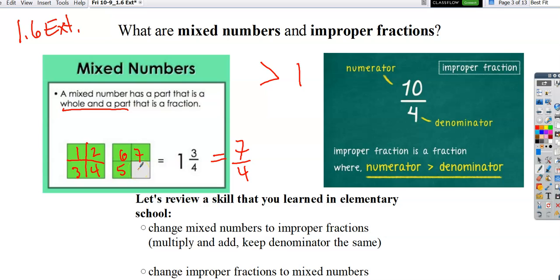Now if you have an improper fraction, where the numerator is bigger than the denominator, this also is a fraction that's bigger than 1. I can understand that this fraction bar means to divide. So if I put 4 on the outside and 10 on the inside, 4 goes into 10 twice, and I have a remainder of 2. So I could say 2 2/4 is equivalent to 10/4. Sometimes it's easier to understand fractions when you change improper into mixed numbers.